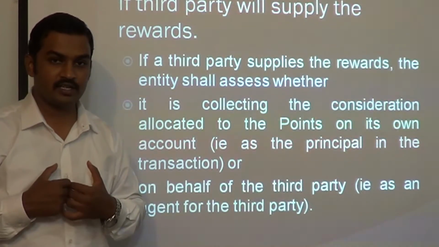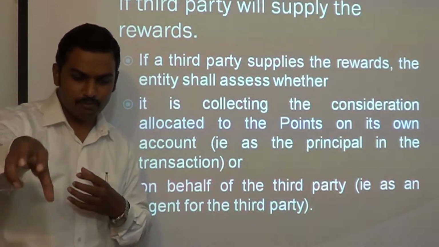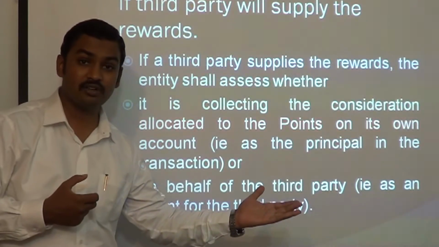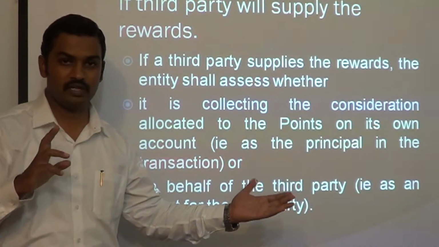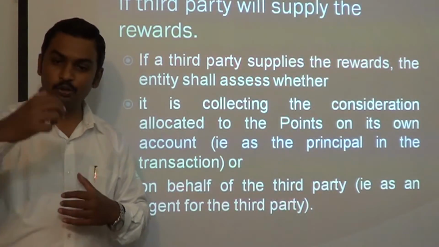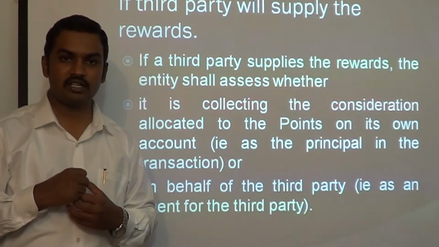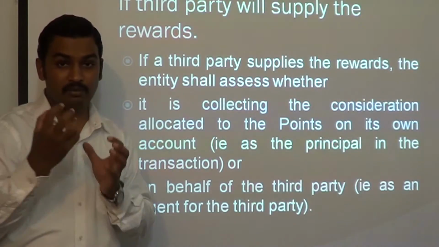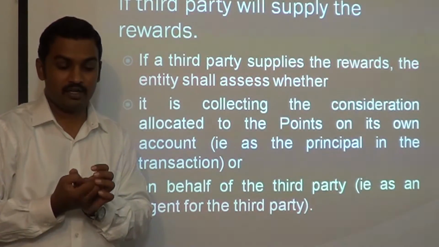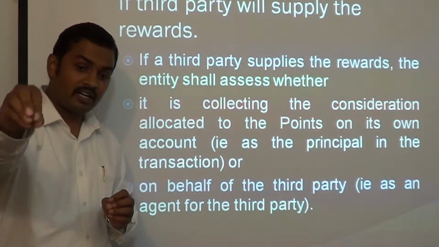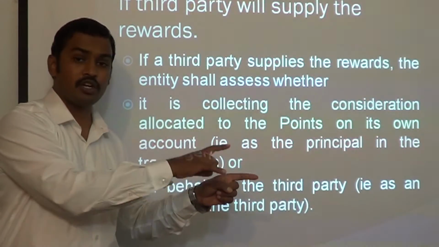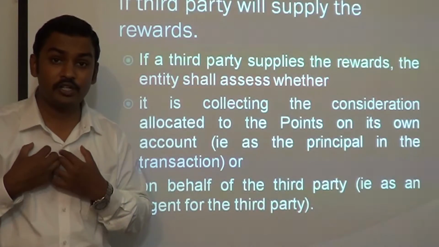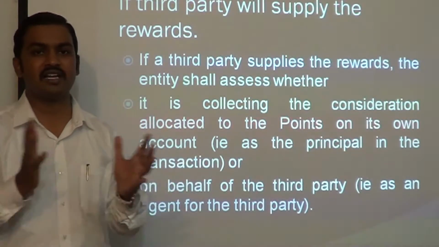So the question arises, when I am collecting some money for the points granted, whether I am collecting it as a principal or as an agent of the third party which is going to provide the reward. I'll again explain it. I sell goods to a customer, I get some consideration, and in exchange I provide the customer with goods and some points. I am collecting some revenue, and I know that I have granted him some points. The customer can use these points to get a reward from a third party. So the question arises, how much revenue can I show in my books of accounts? The standard says to classify it.